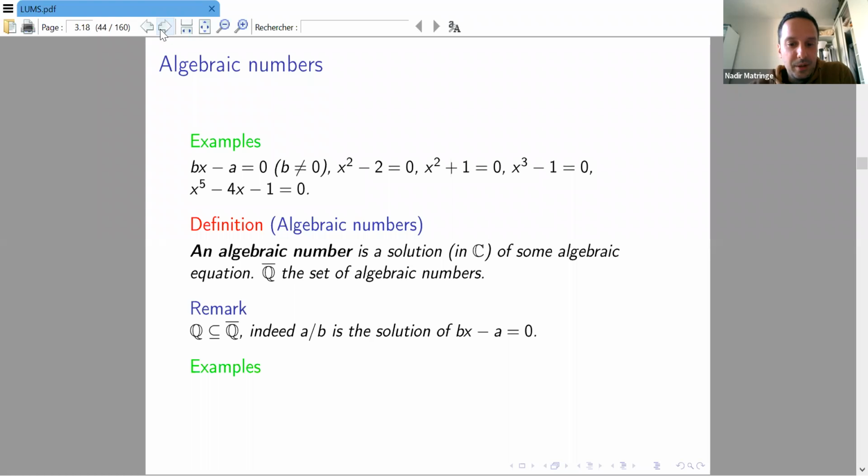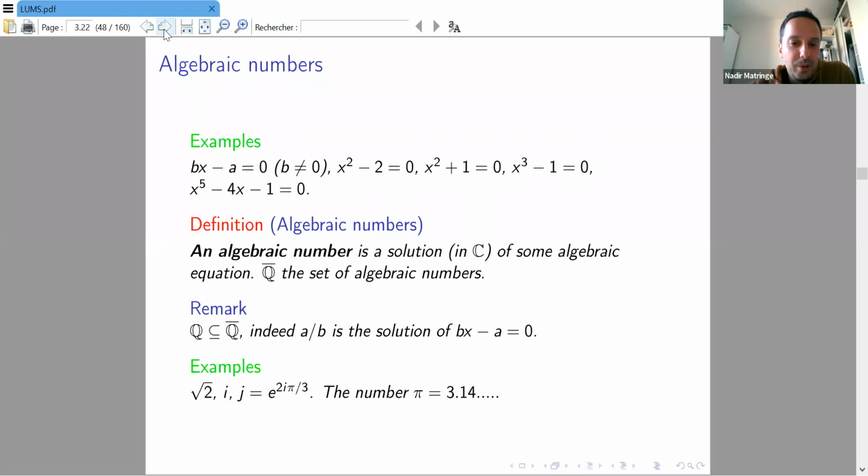So let me give some examples of algebraic numbers which are not rational numbers, because now we know that rational numbers are all algebraic. So square root of 2 is the solution of this equation here. i, the famous solution of this equation there, one of the two solutions. j, solution of this one. This one, as I said, I don't talk about yet.